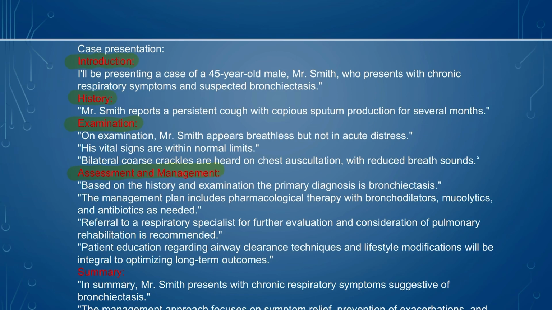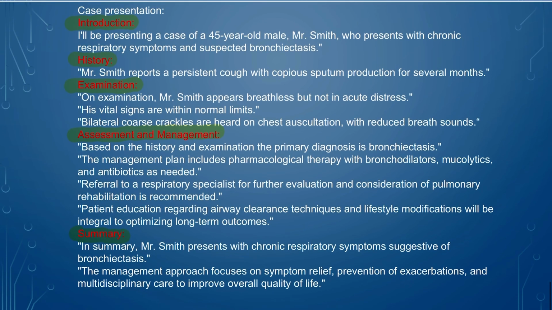The primary diagnosis is bronchiectasis, and then you continue talking about the management plan, which includes pharmacological therapy with bronchodilators, mucolytics, and antibiotics as needed, referral to a respiratory specialist for further evaluation and consideration of pulmonary rehabilitation, and patient education regarding airway clearance, whatever we have discussed before. And then finally, you'll talk a bit about the summary.